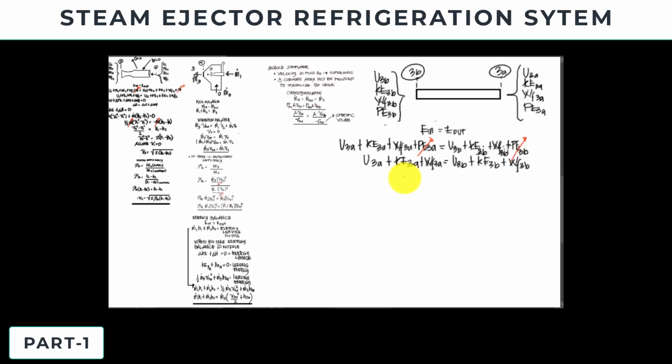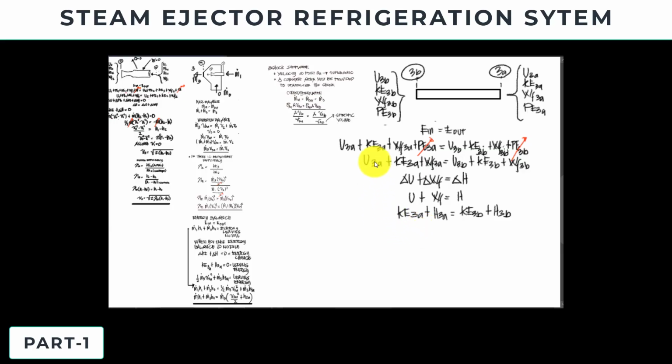Knowing that the internal energy plus the flow work is equal to the enthalpy, I can express this as the kinetic energy 3A plus the enthalpy 3A, which is equal to the kinetic energy 3B plus the enthalpy 3B.